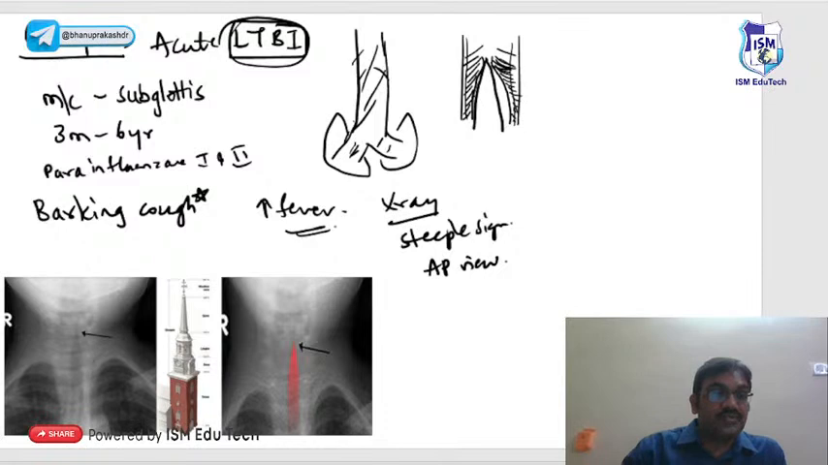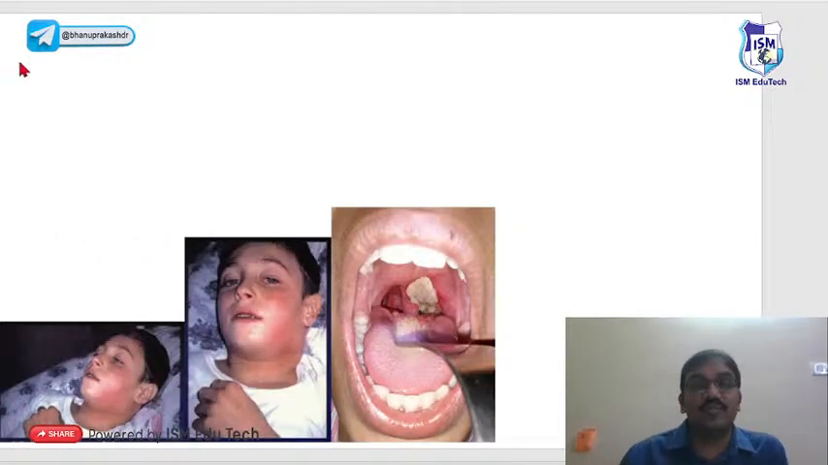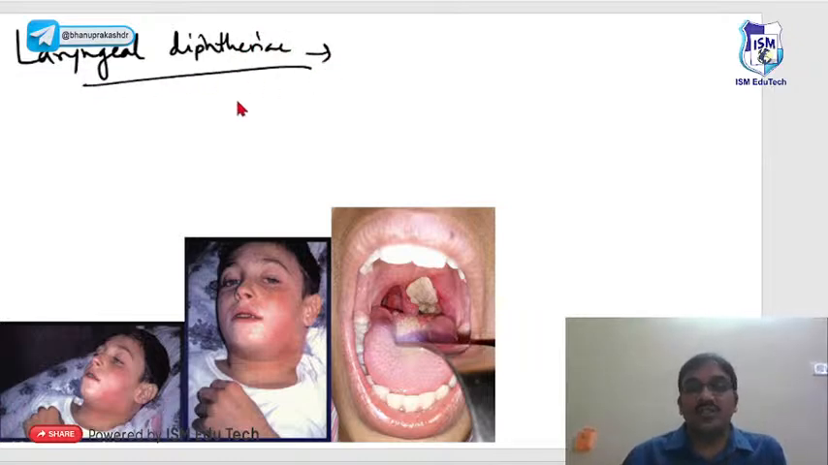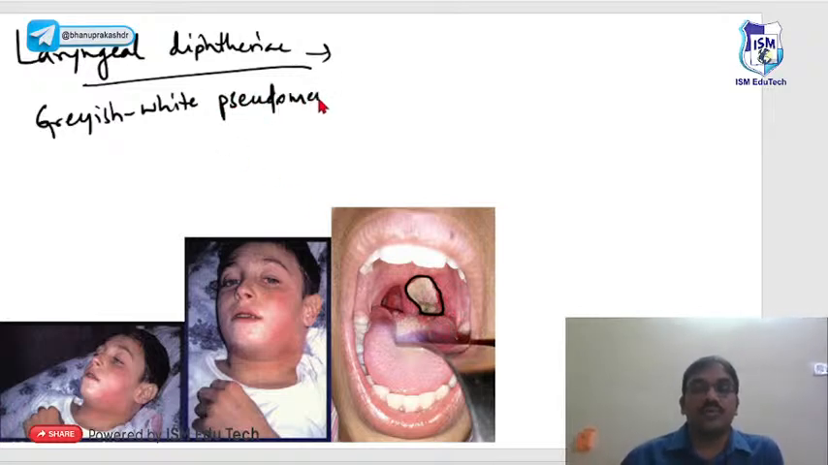Okay, next coming to the condition called laryngeal diphtheria. In laryngeal diphtheria, a grayish white pseudomembrane will be formed. You can see a grayish white pseudomembrane formed over here. So this condition, laryngeal diphtheria, we notice a grayish white pseudomembrane which bleeds on removal.